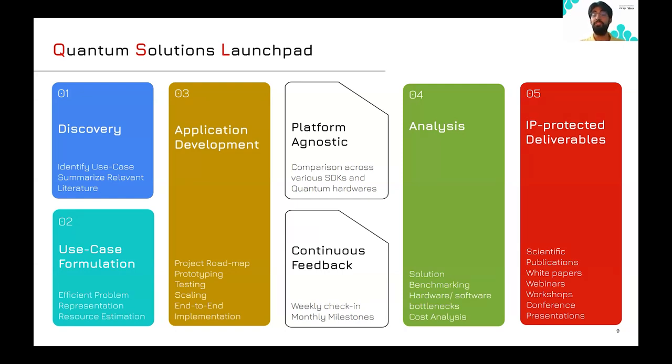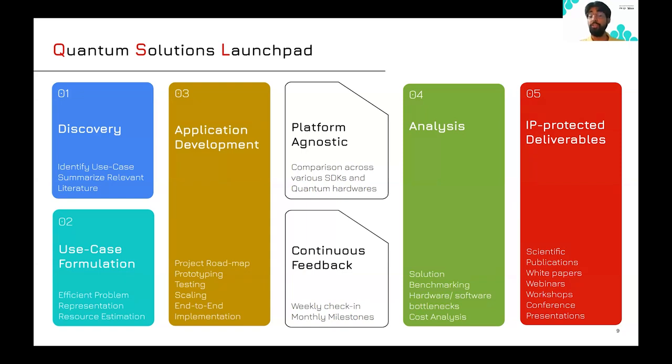And then comes the application development phase, where the best thing about our teams is that we are 100% platform agnostic. Because we have such a huge cohort of partners we work with, comparing different SDKs and different quantum hardwares comes naturally into the pipeline. So you don't need to come with an answer upfront. You don't need to decide which quantum hardware is the best for you. You can just compare across different platforms, benchmark that, and ultimately come to an answer yourself.